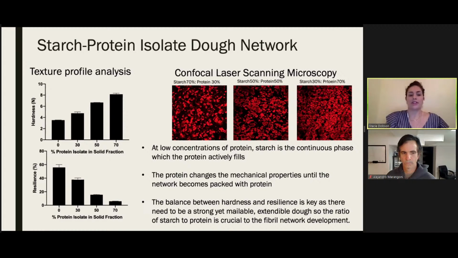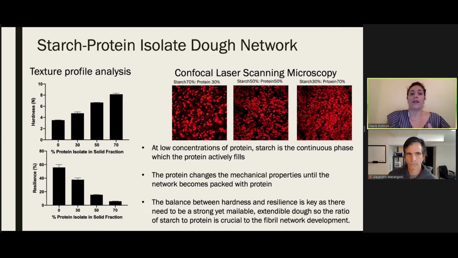And we see that the addition of protein does disrupt some of that resilience. However, by finding the blend between the amount of protein added and the amount of starch, we can still keep high levels of resilience and be able to have that added nutritional value and also have that manipulative dough in itself.